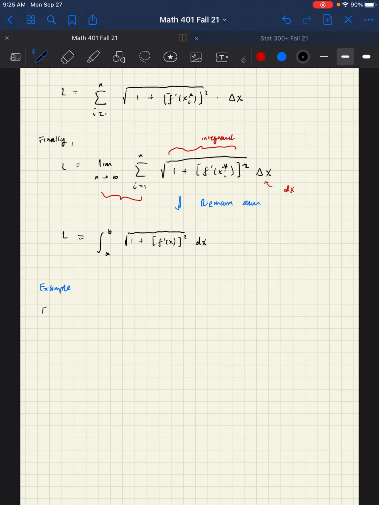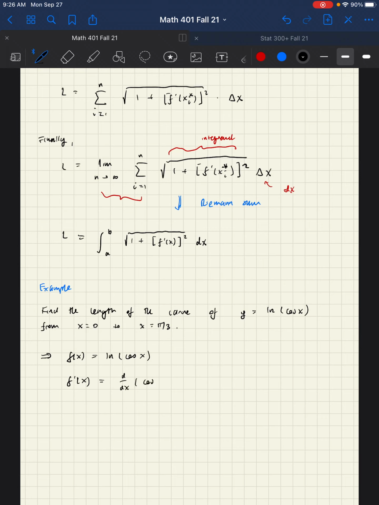And just to illustrate what we're doing here, I'm going to set up the integral for one of these. We're going to find the length of the curve. I'm just going to set up the integral here. I'm not going to actually compute it, okay? Find the length of the curve y equals ln cosine of x from x equals 0 to x equals pi over 3. So our function here is ln of cosine of x. We have to look at the correct domain and make sure that it is differentiable, but these functions that we're working with are differentiable.